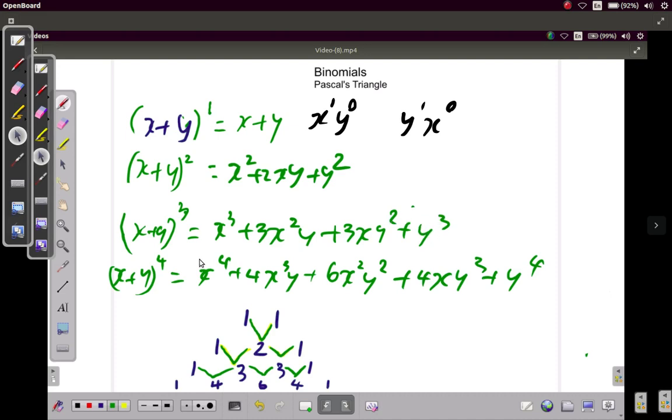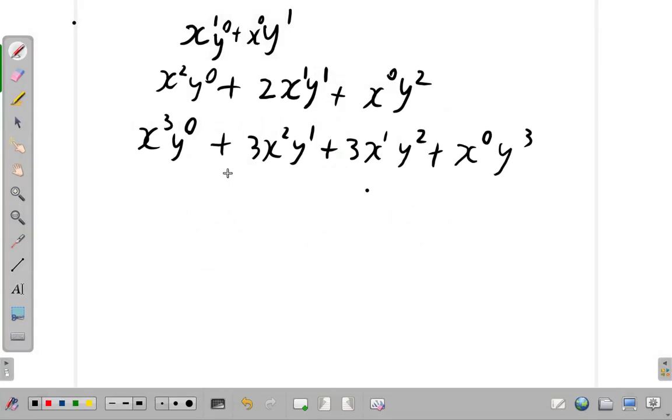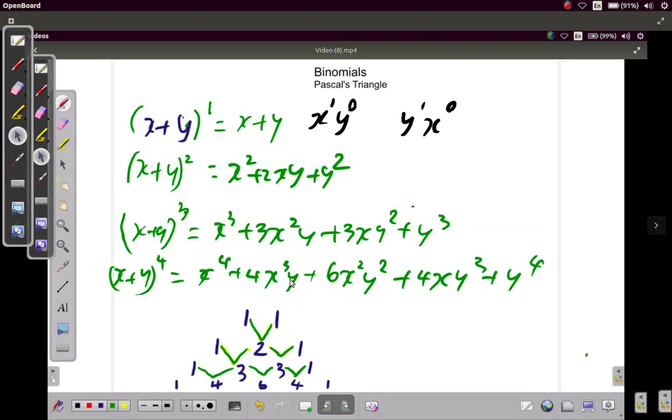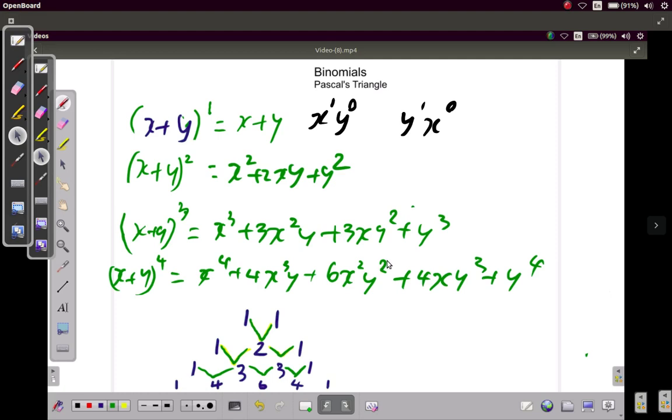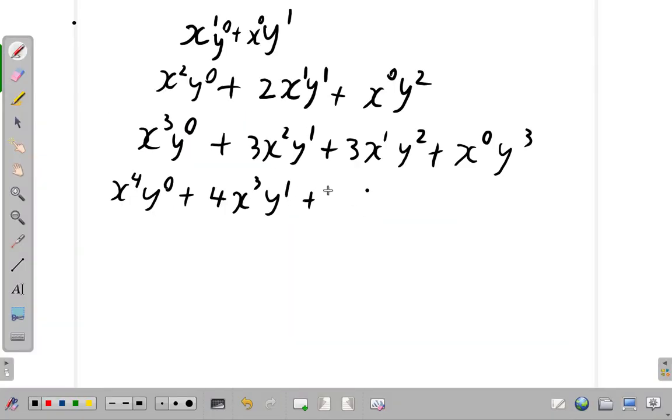Let's go to the fourth line now. This says x to the 4th, but we could write it as x to the 4th y to the 0, plus 4x to the 3 y, which is the same as 4x to the 3 y to the 1, plus the next one, 6x to the 2 y to the 2.